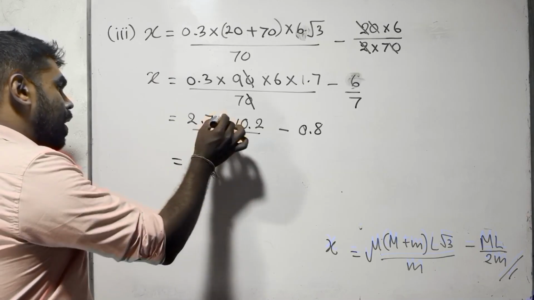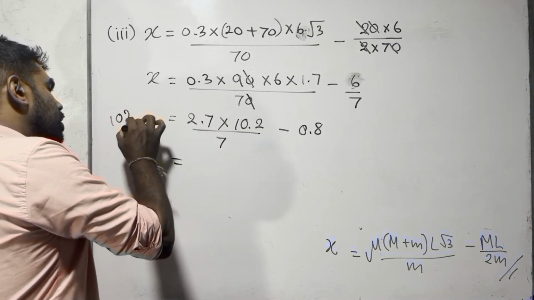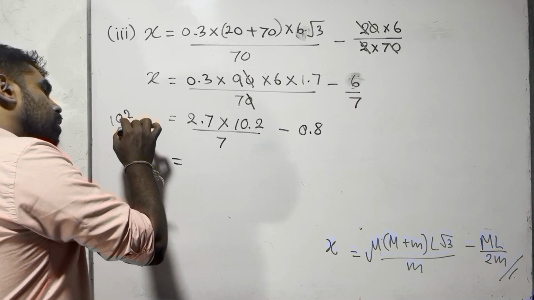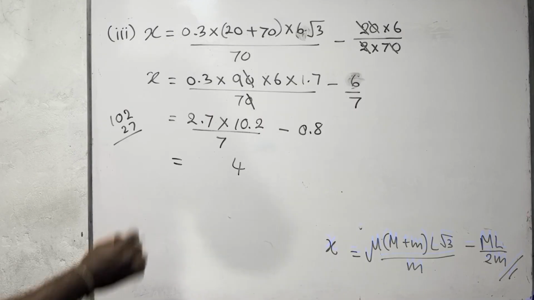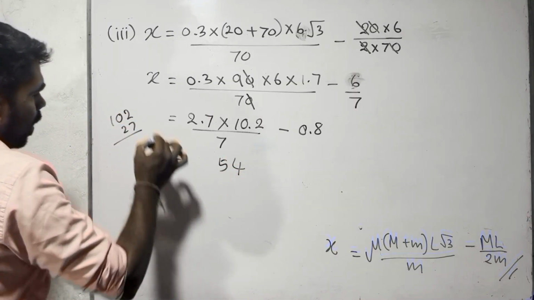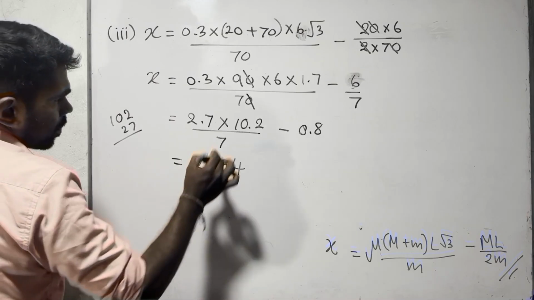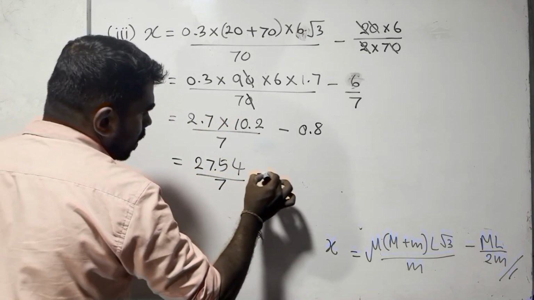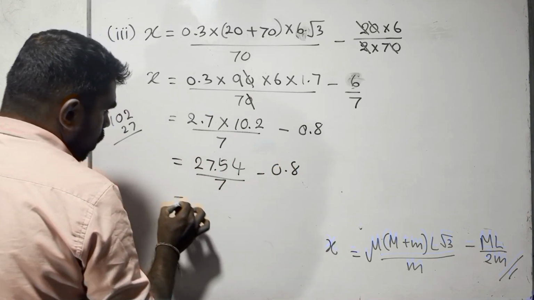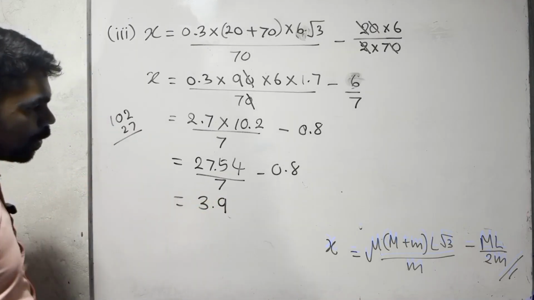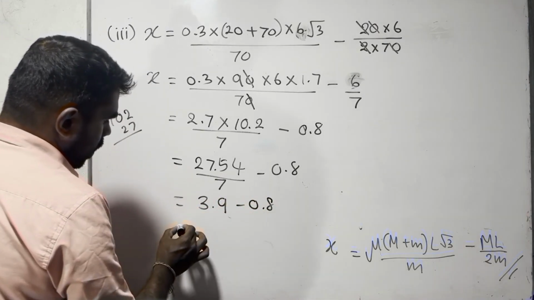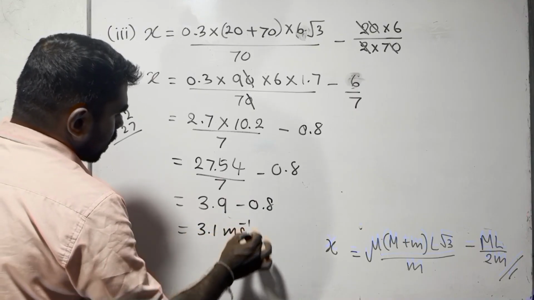Then we have to multiply these two terms. 102, 27. 7 into 2, 27 into 2, 54, 5 remaining. 27 into 0, 0 plus 5, 5. 27 into 1, 27. 2 decimal places. We have to divide by 7. 27 divided by 7, 3. 21. 6 remaining. 65 divided by 7, 9. 3.9 minus 0.8. Then it is 3.1 meters per second.